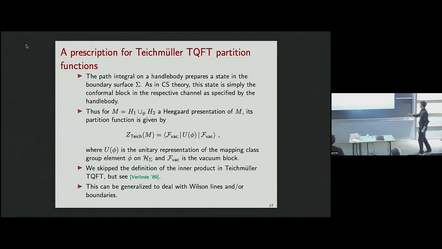So U of phi is just a unitary representation of this mapping class group element on the Hilbert space, just like this F move, and then there are other moves, and you can compose them and so on. I skipped the inner product, but you can define it so that there's an inner product on the space of conformal blocks. Also you can generalize this to the case with Wilson lines or boundaries and so on, but I'll just restrict to the simple case.